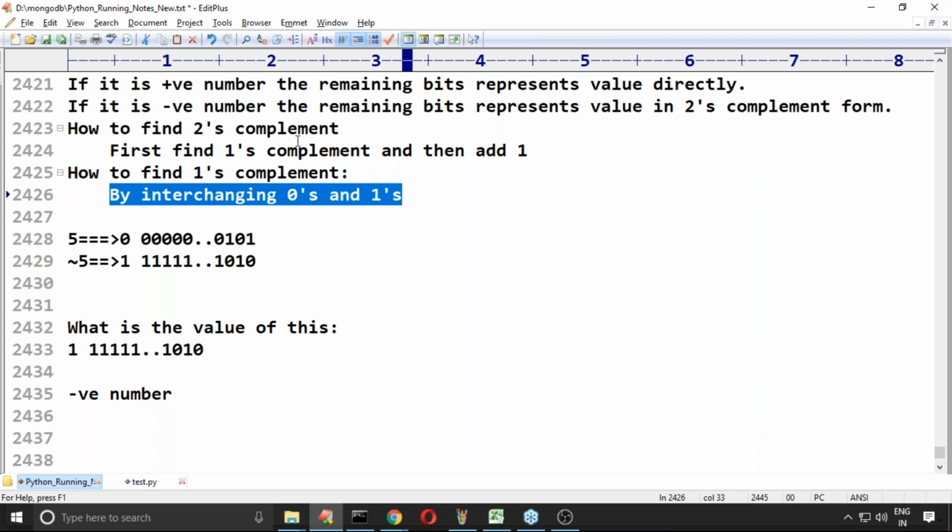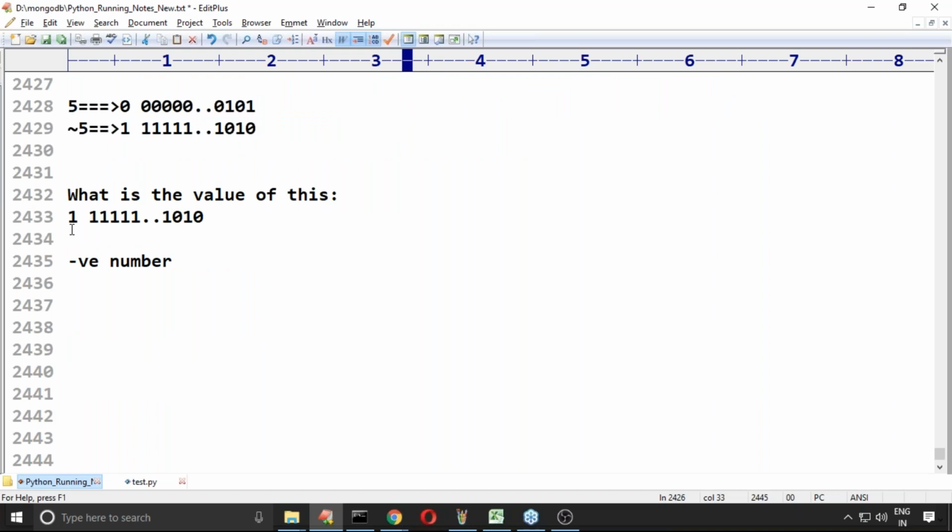Sir, this is literally the mathematics part. The people who are not strong in mathematics, one's complement, two's complement, I told you, just ignore this particular part, because in our regular sessions we are never going to use this concept. But for the people who are very much interested in what is happening internally, I'm explaining.